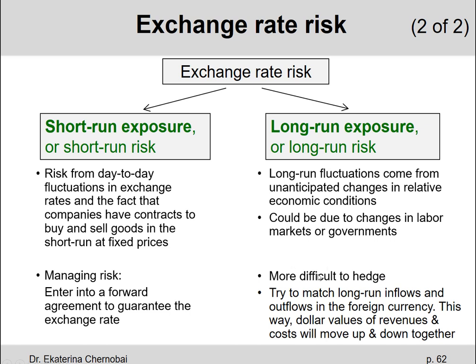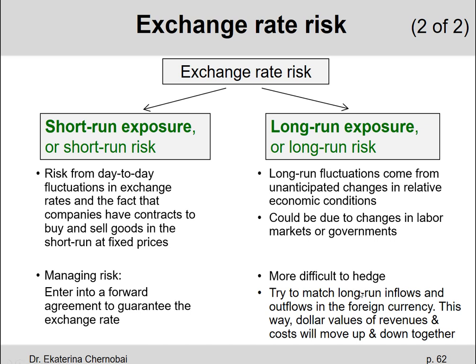So what you can do is try to match long-run inflows and outflows in the foreign currency. For example, let's say you pay your suppliers at the end of each month, and you typically receive your income from your business in the middle of each month. So every month you have 2 points of time in which you deal with cash flows, whether spent or received. So you have a lot of points of time in the future for which you would have to deal with exchange rate transactions.